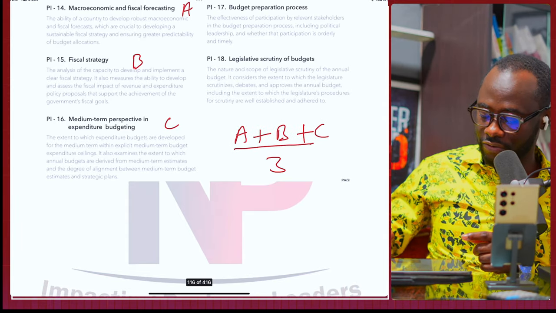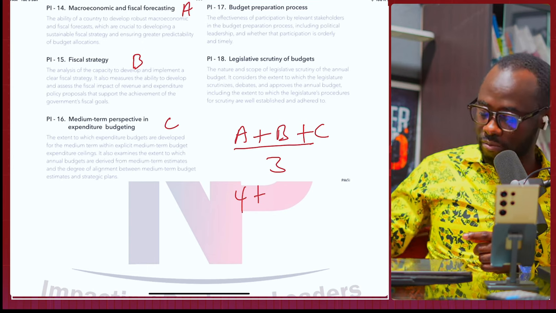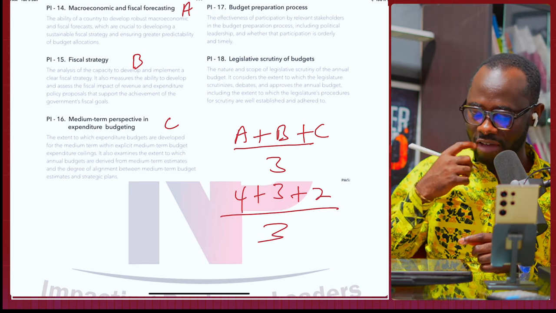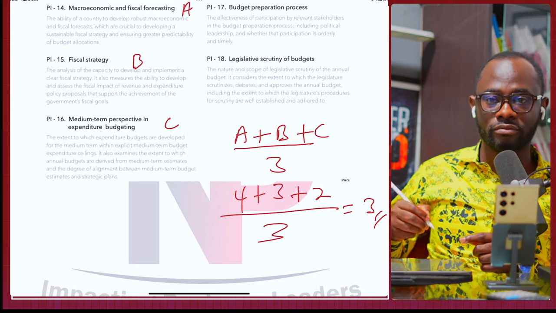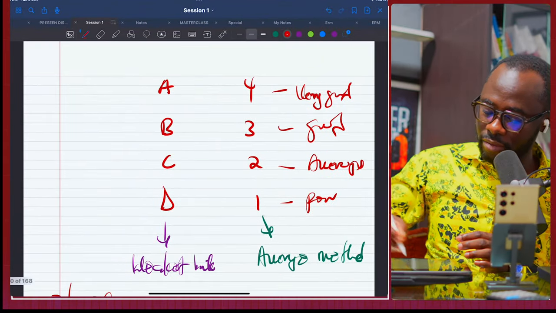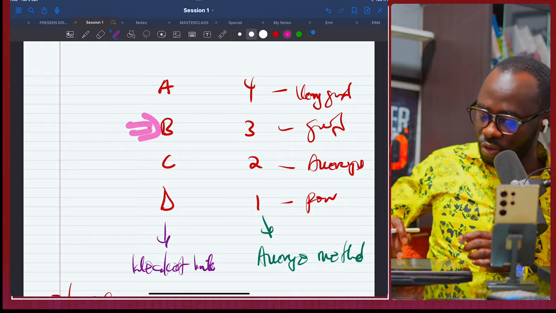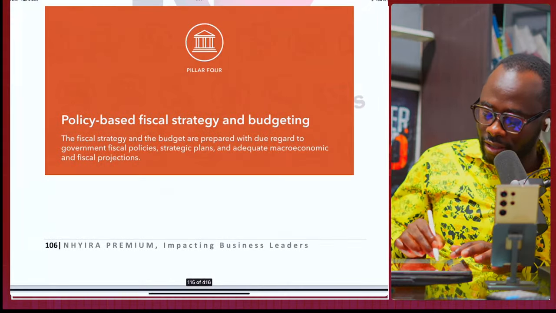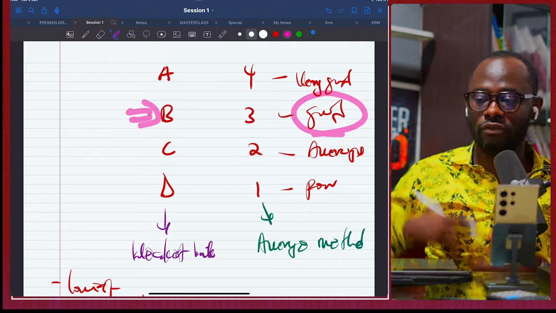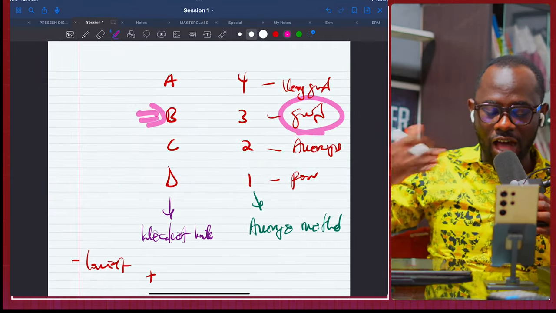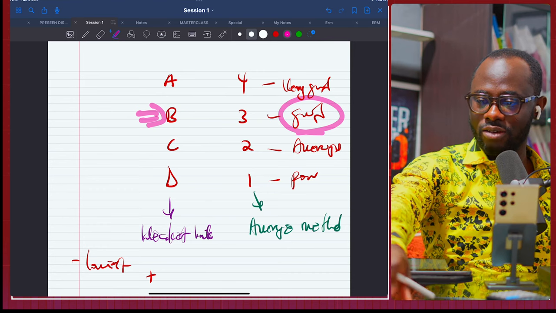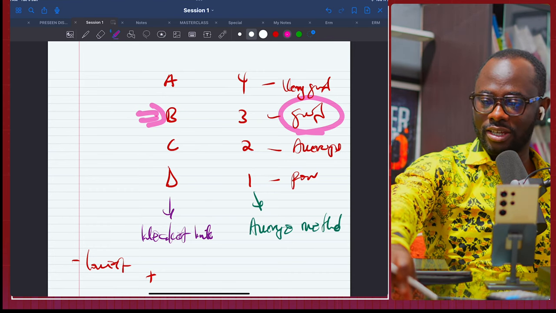Now, what is A? We've said A is 4. What is B? B is 3. What is C? C is 2. So divided by 3, what do I have? That would be 9 divided by 3, and that would be 3. So my average is 3. Where does 3 fall? 3 means a score of B. So it means that the policy-based fiscal strategy budgeting system, the fourth pillar, has a good what? Performance. So that is how we use the weakest link and the average method when it comes to dealing with these items.